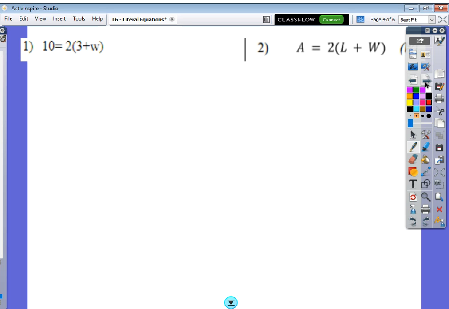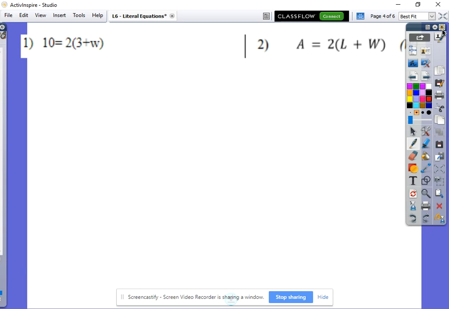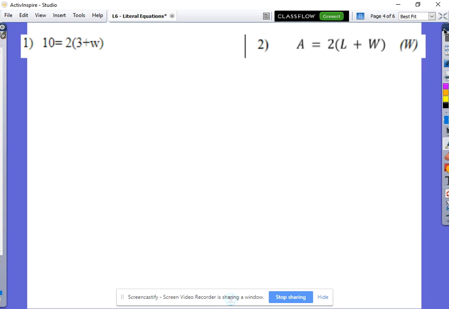And what I'm hoping that you'll see is that they are very similar to each other. So you can see that we have 10 equals 2 times parentheses 3 plus W. If you look at number 2, it's pretty much the exact same setup, except they're almost all letters and fewer numbers. So the definition of a literal equation is that you have more than one letter. So number 1 here is actually not a literal equation because you only have one letter. Number 2 is a literal equation. We actually have three letters, A, L, and W. And in this case, we're trying to solve for W. What does W equal?